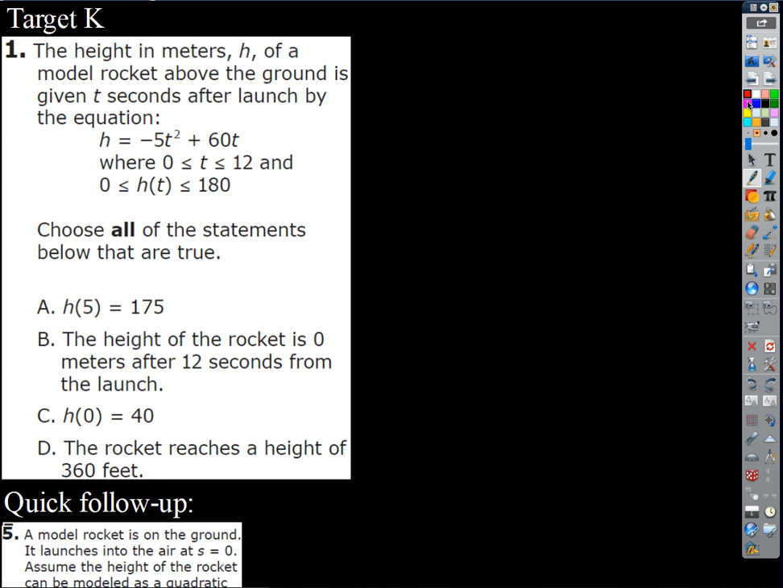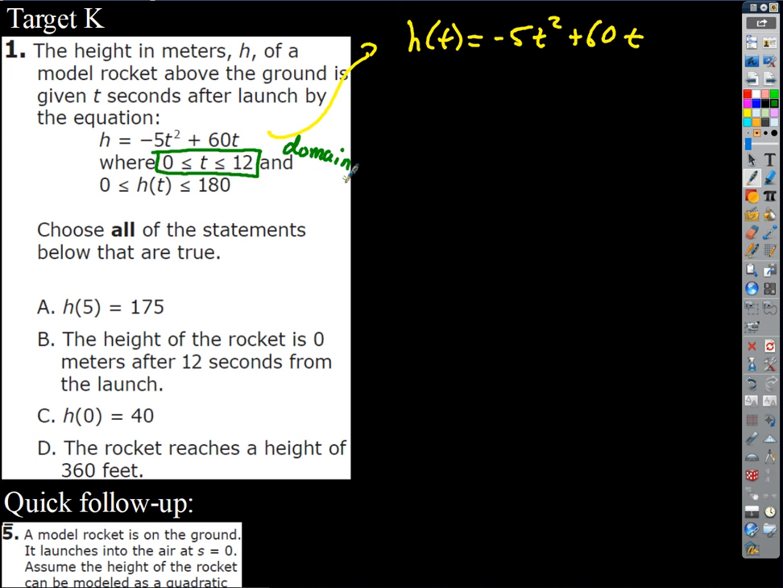It would probably be better to rewrite this, using function notation, as h of t equals negative 5t squared plus 60t. Everybody see that? So I'm inputting t's and I'm outputting h's. So that means that this has to be the domain, doesn't it? Right, this stuff right here. Those are the input values.